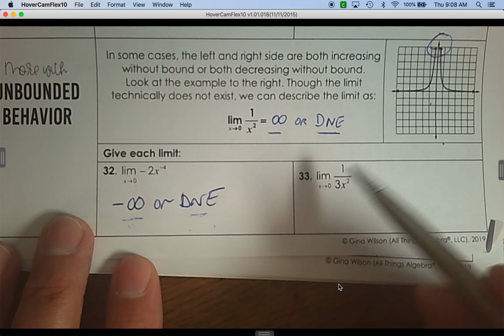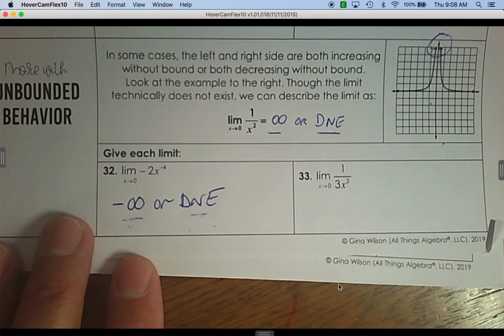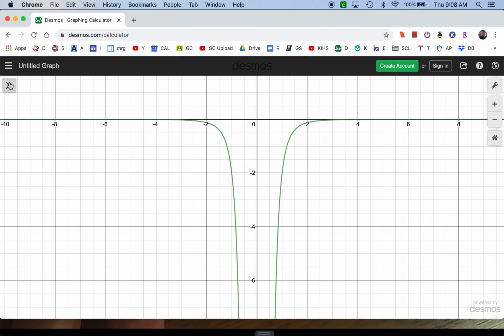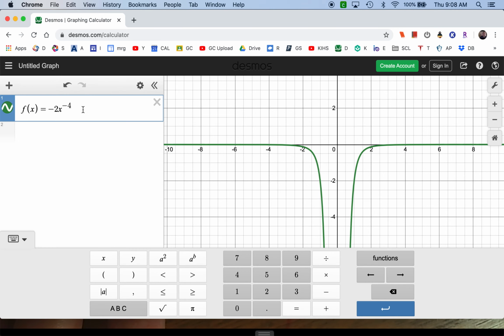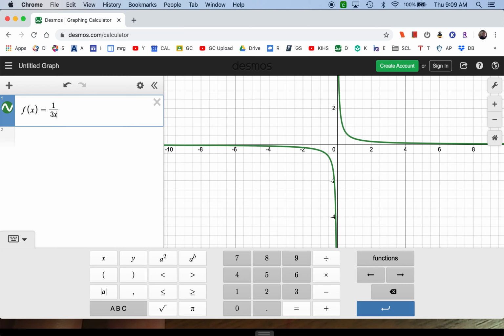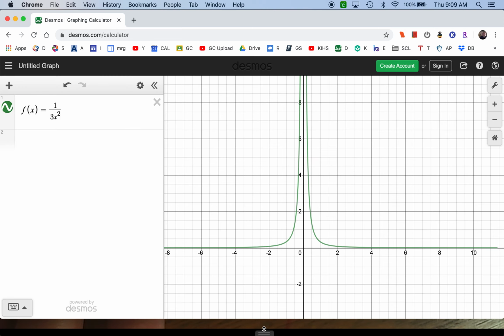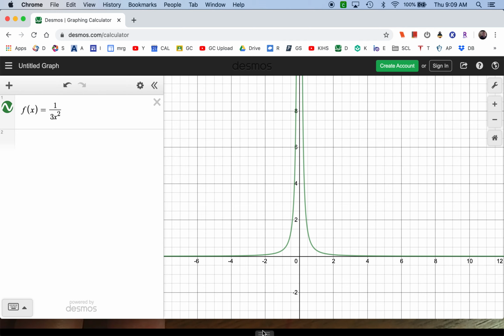All right, what's the limit as x approaches 0 of this function? 1 over 3x squared. So again, what's happening at 0? So both around 0 are going to infinity. So you could say this answer is infinity or does not exist.